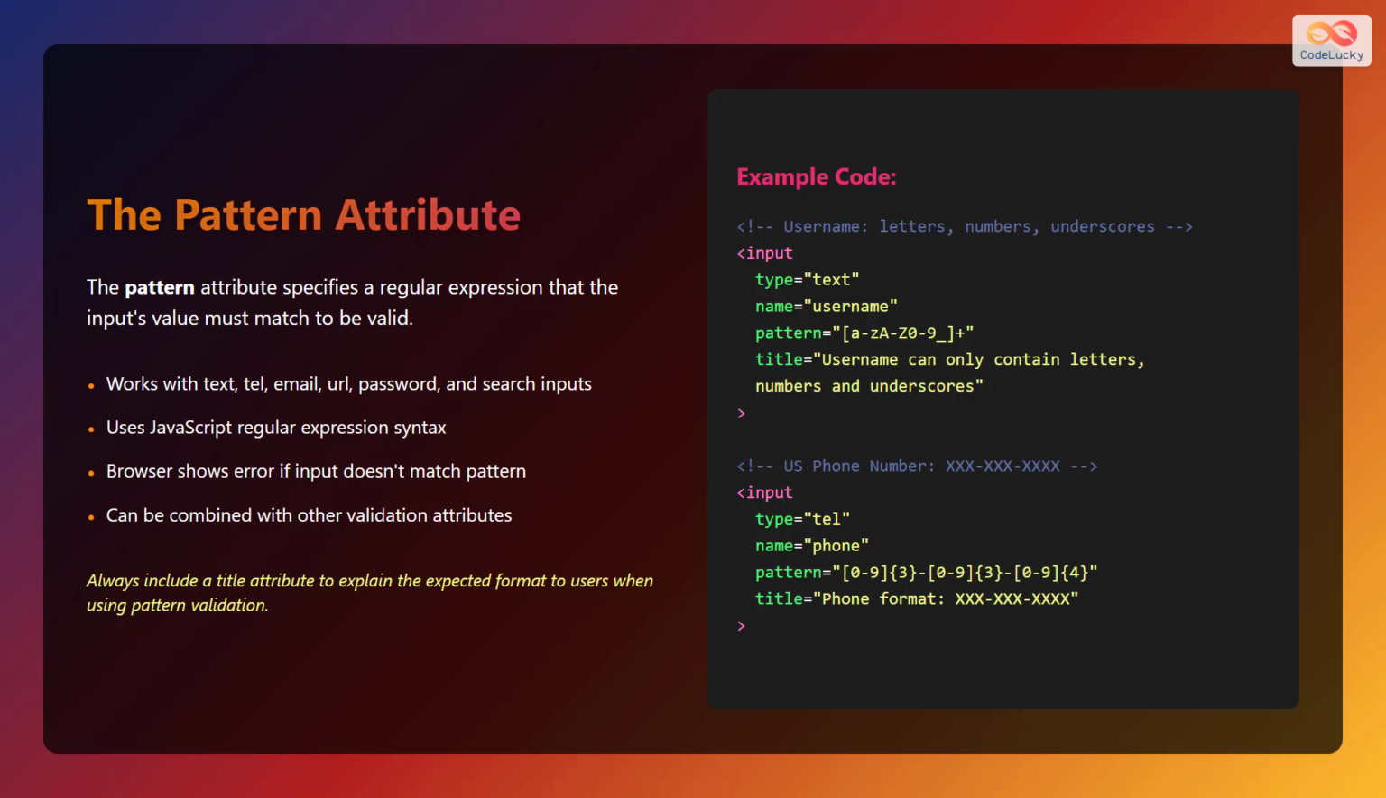For example, the code shows a text input for username with a pattern that allows only letters, numbers, and underscores. The title attribute provides a user-friendly message explaining the username requirements. Another example shows a telephone input with a pattern for a United States phone number format, including a title explaining the expected format.